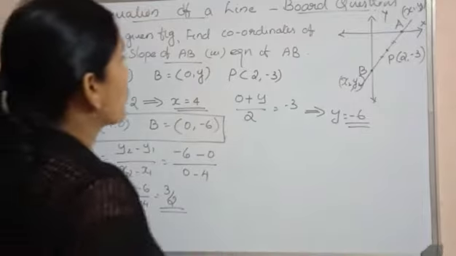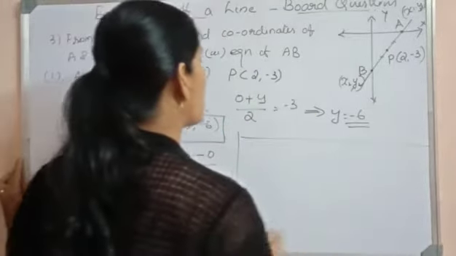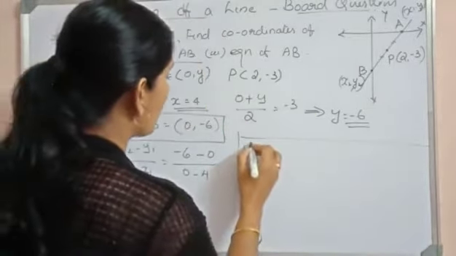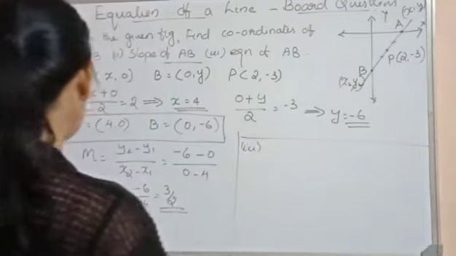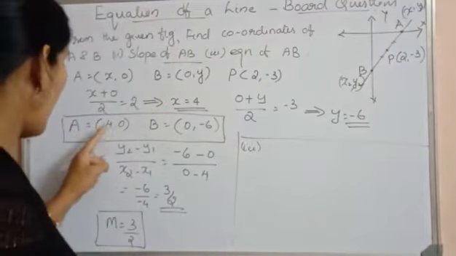The next part of the question is to find the equation of AB. This is the third part of the question. We have the slope and we have the point (x1, y1). So by using the point-slope form, y minus y1 is equal to m into (x minus x1), we can find the equation of AB. The coordinates of A is (x1, y1). Consider this.